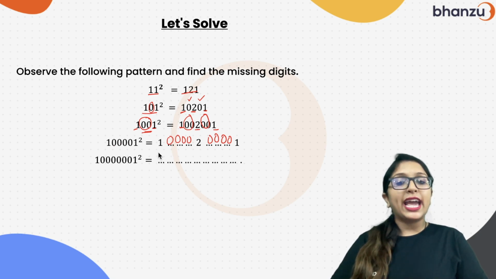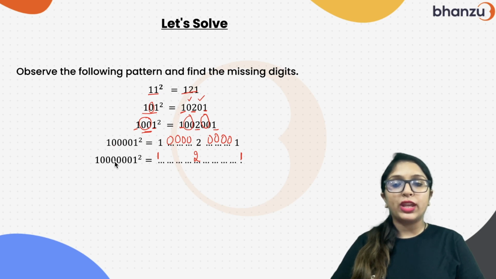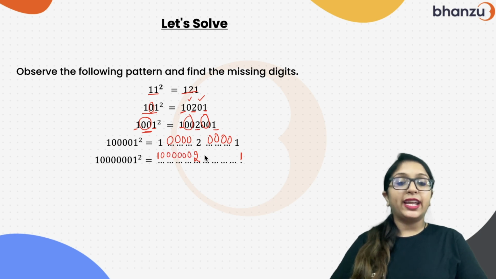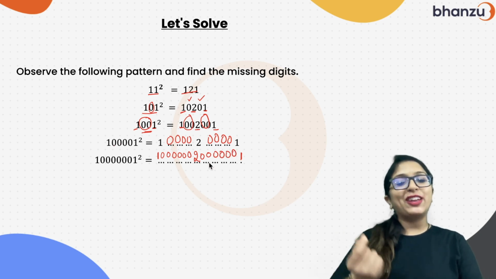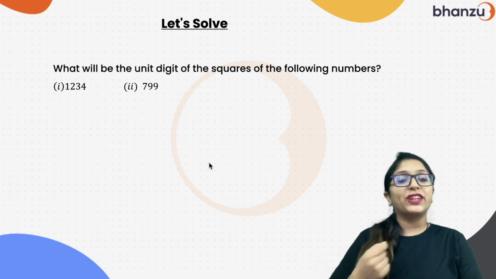So here again I will be writing 1 at the extreme ends and 2 is going to be in the middle. So how many zeros will be there? Let's quickly check. 1, 2, 3, 4, 5, 6. So let's put 6 zeros. And here also 1, 2, 3, 4, 5, 6. So this is how we can find the missing digits by observing the pattern.